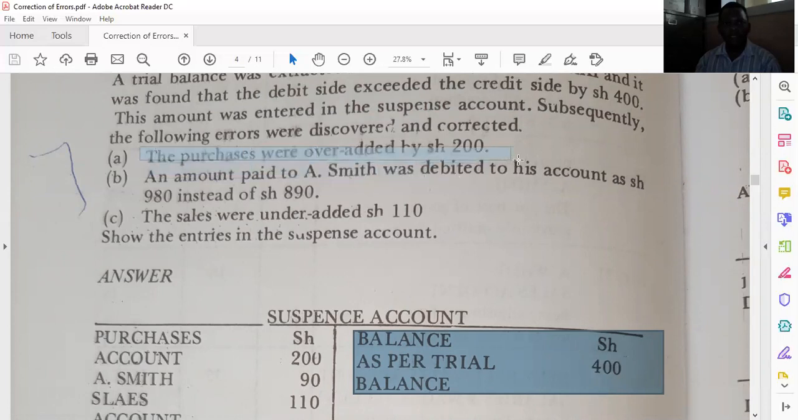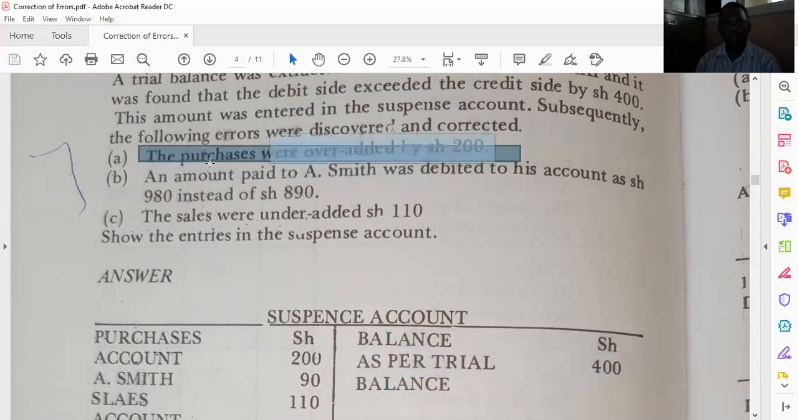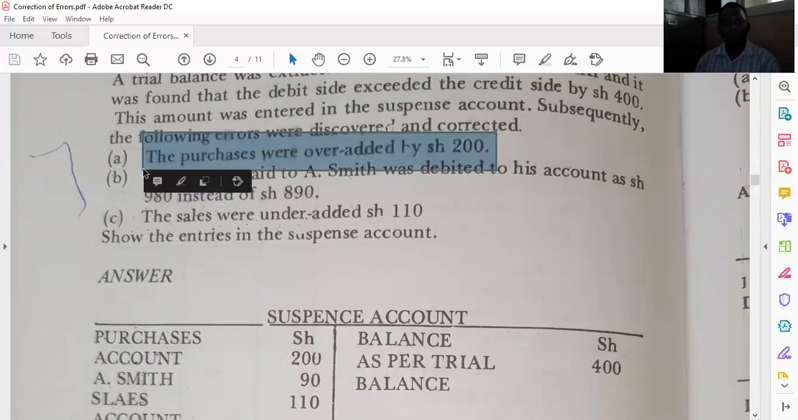So the first error is purchases were over-added by 200 shillings. In this case, we only have the problem in the purchases account. When we make a purchase, say by cash, we are supposed to credit cash, debit purchases. In this case, we are not told anything about the other account that was affected by this purchase. So you assume that the other account was okay. So the only problem was in the purchases account, which was over-added by 200 shillings.